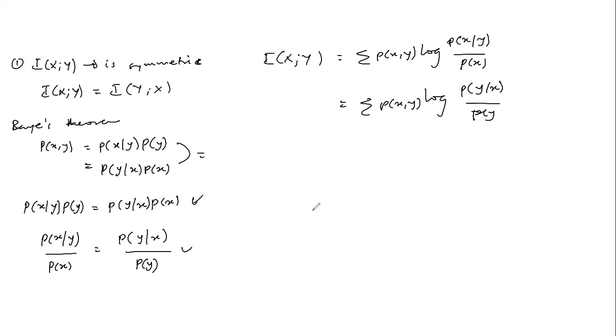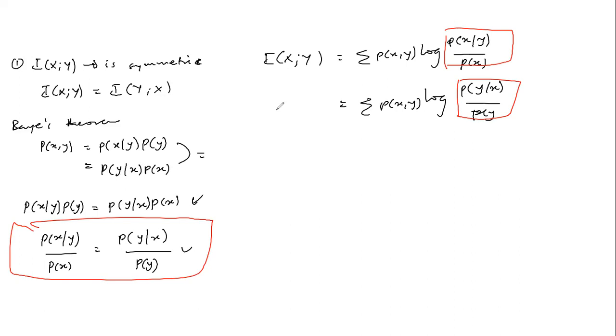Hence, we already showed that this expression and this expression are equal by Bayes' theorem. So this can now be the same as I(Y;X), right? Hence, the mutual information is symmetric.